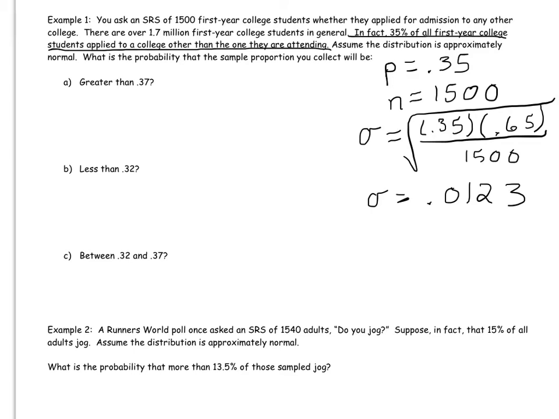Great, so now I want to figure out some of these probabilities. I want to figure out what are the chances that I take a sample and the sample proportion is greater than 37%. So I'm figuring out the probability that p hat is greater than or equal to 0.37.